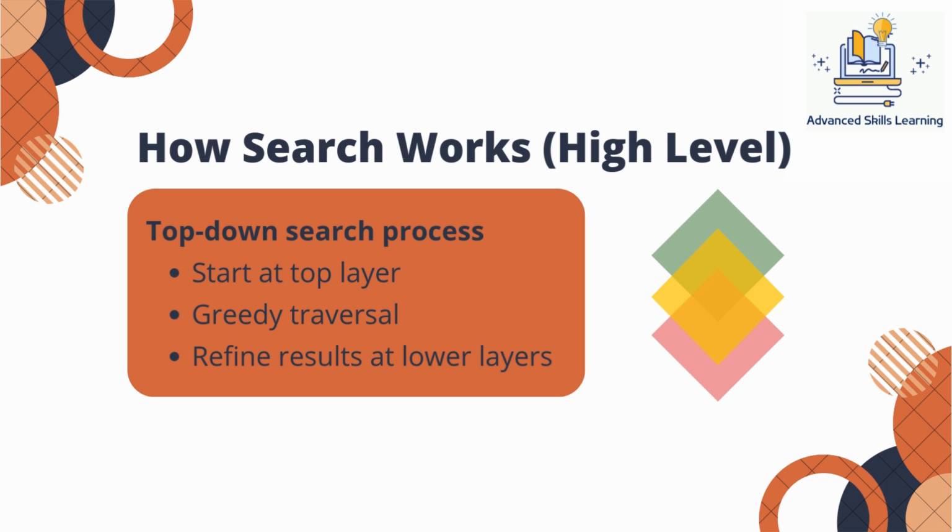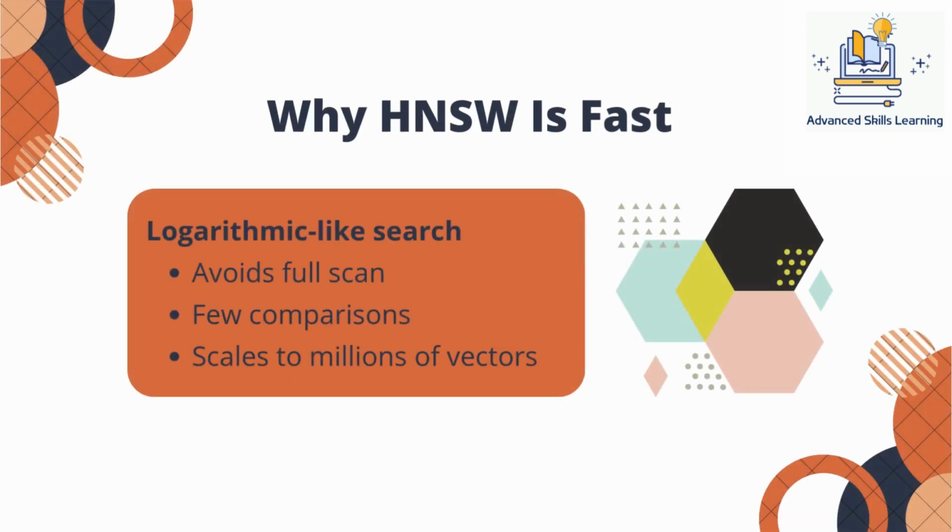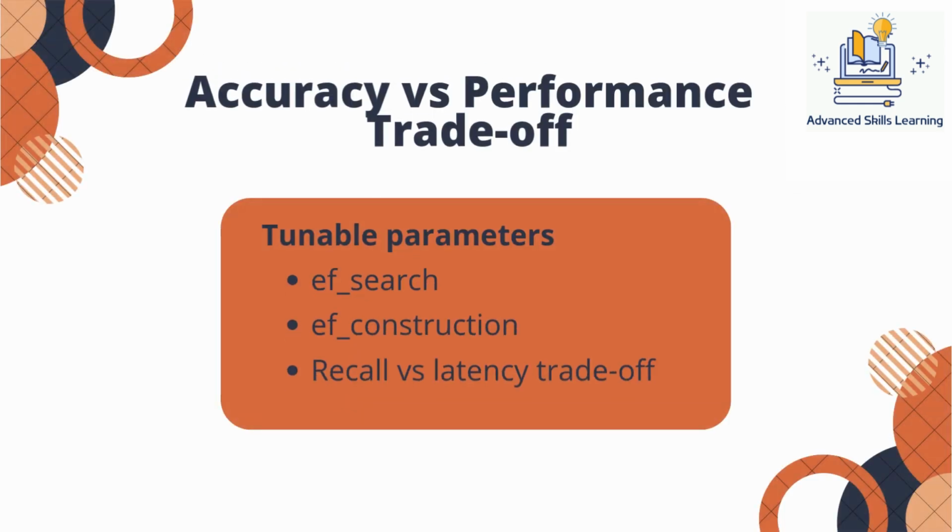At each level, the search becomes more refined and focused on a smaller region of the vector space. By the time the algorithm reaches the bottom layer, it is already very close to the best matching vectors. Because the search explores only a small fraction of the graph, the number of similarity computations is drastically reduced. This allows HNSW to scale efficiently to millions or even billions of vectors while still delivering low-latency responses suitable for real-time applications. Another key advantage of HNSW is that it is highly tunable.